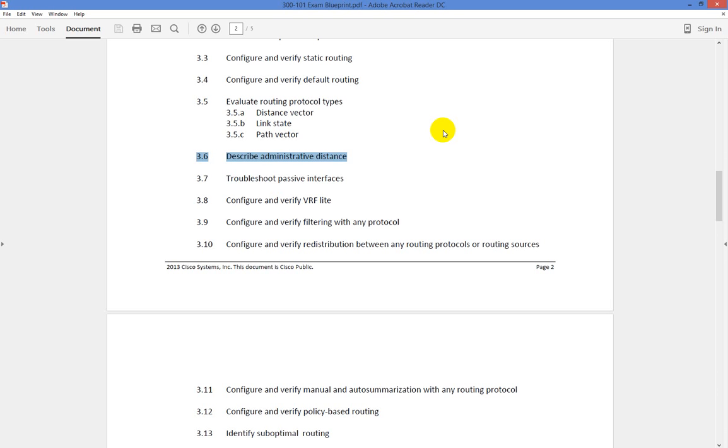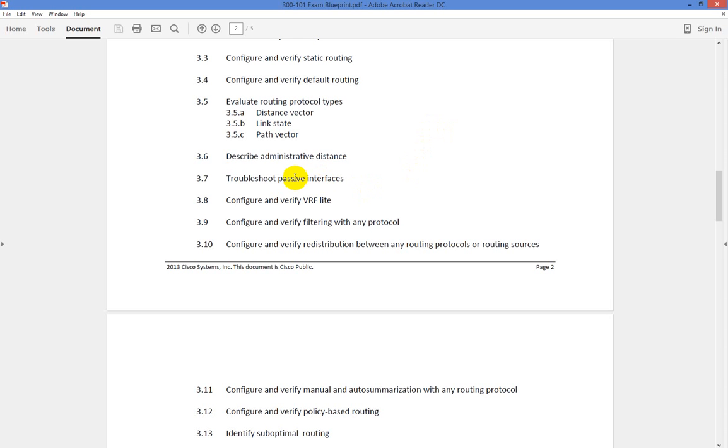So if you have EIGRP and OSPF both learning it, you're going to choose EIGRP unless you've manipulated the distance to be higher for EIGRP than OSPF. We'll talk about how each one of those comes into play as we go along. But that's pretty much how it breaks down, and that's pretty much what I'm going to cover in this video.